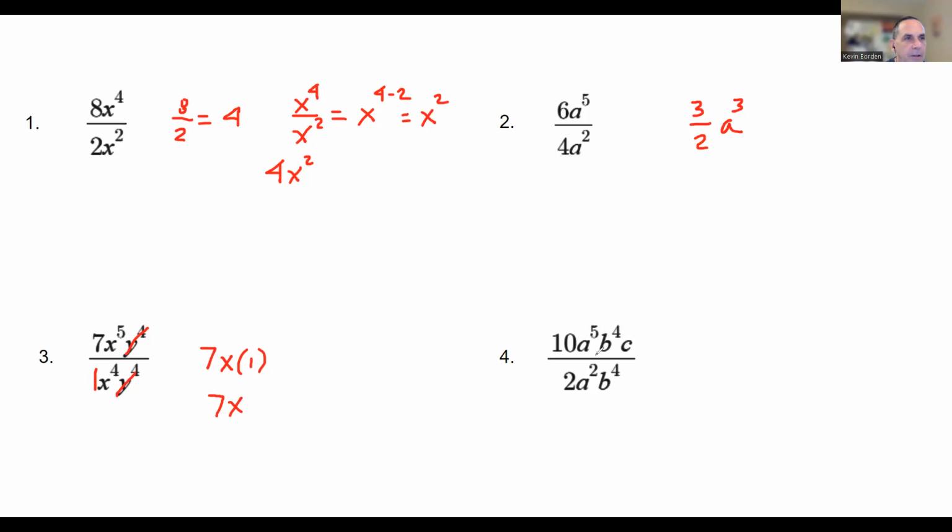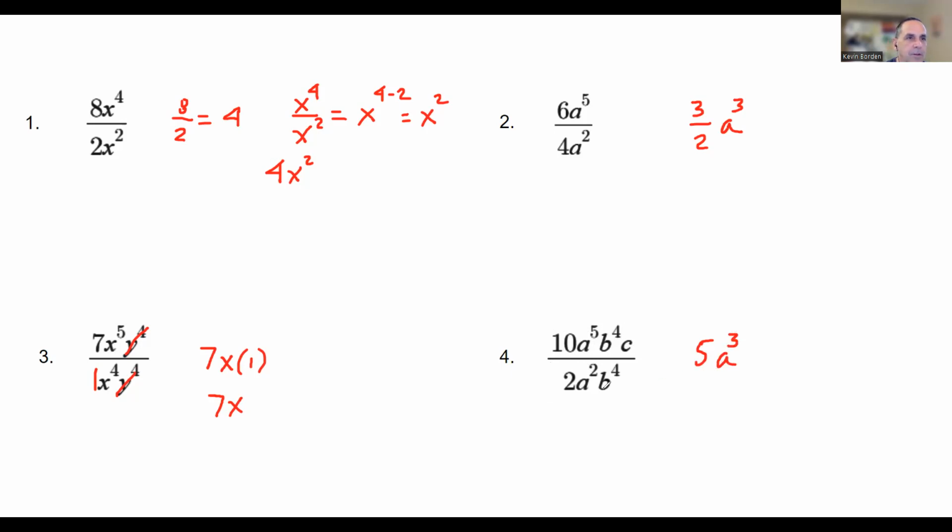All right, let's move on to problem 4. We have our coefficients of 10 and 2. Let's try to divide that. 10 divided by 2 is 5. So it looks like 5 will be the coefficient of our answer. A to the 5th divided by a to the 2nd. 5 minus 2 is 3. That leaves us with a to the 3rd.